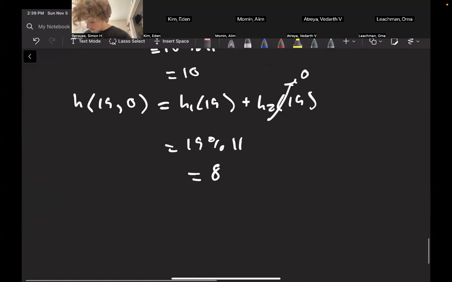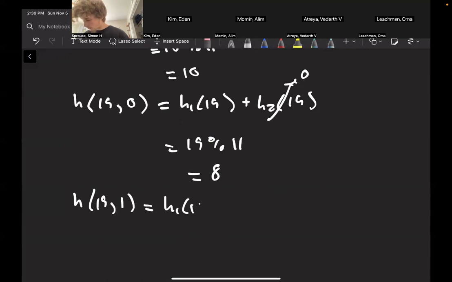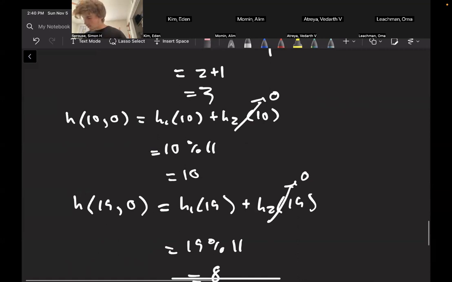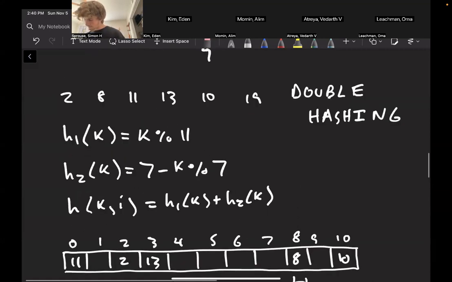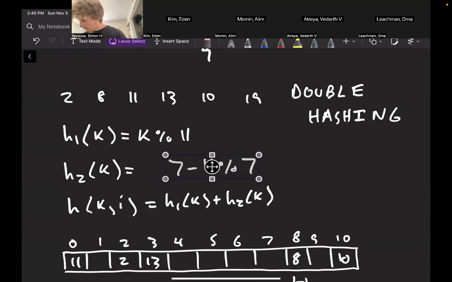So let's try h of 19 with 1 collision. This is going to give us h1 of 19, which we already know is 8, plus h2 of 19. Oh man, I was doing this in my head. My bad, y'all. If anyone was confused where I got the 1 from previously, I forgot to put that here.